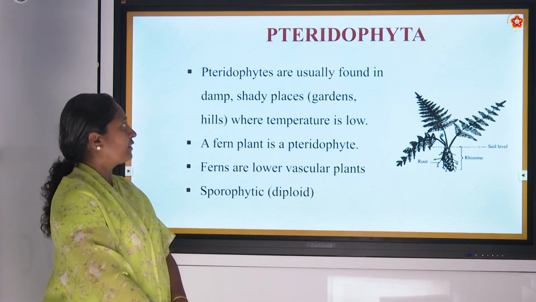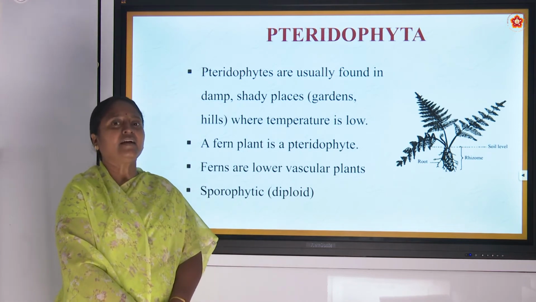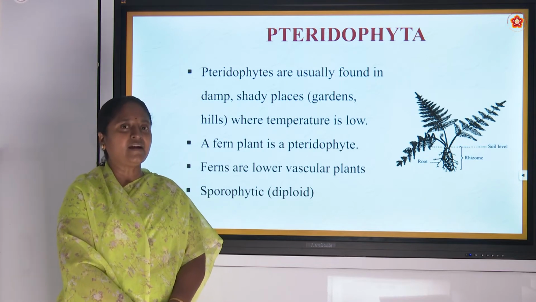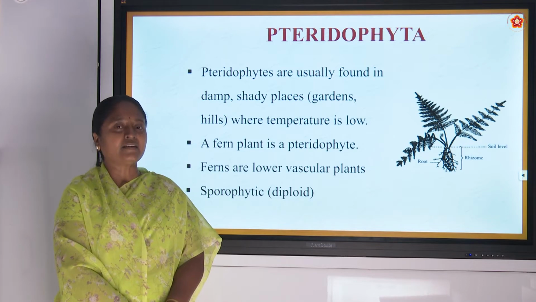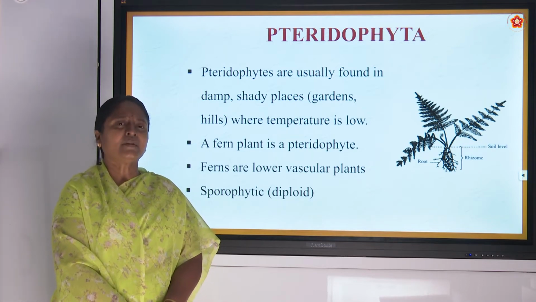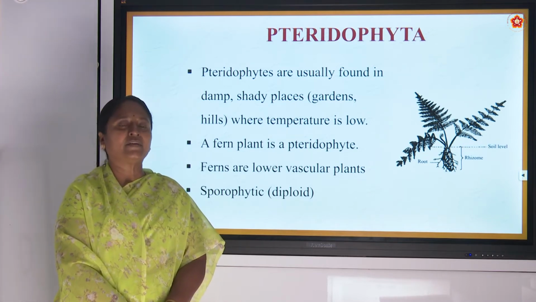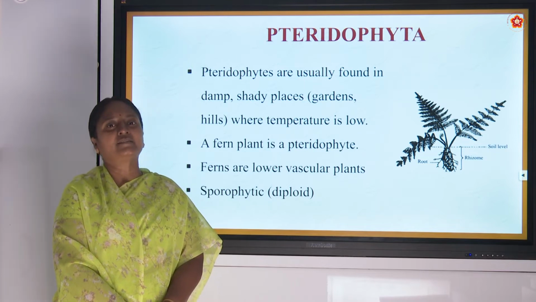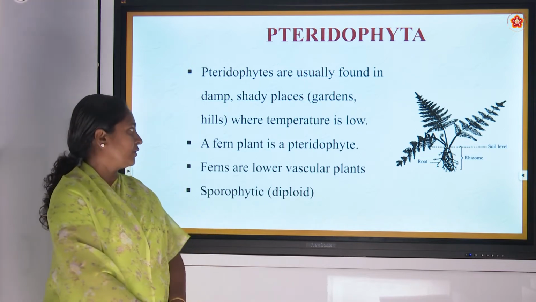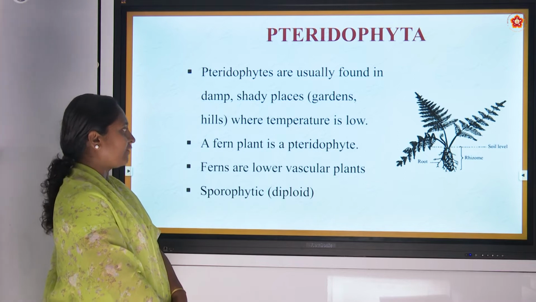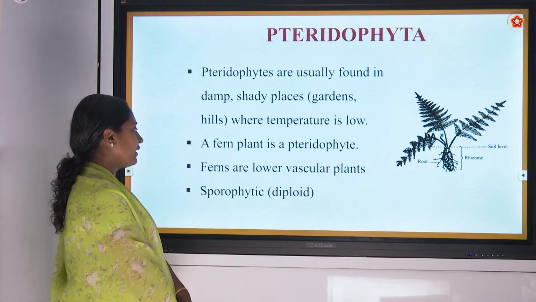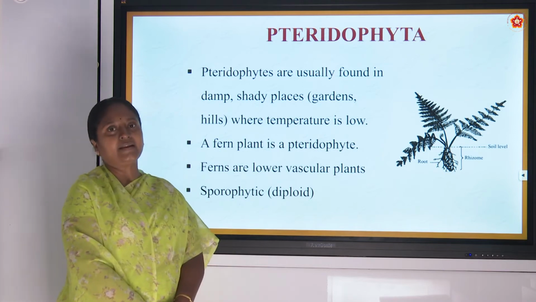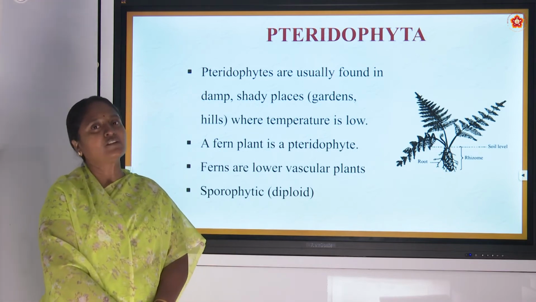These pteridophyte organisms are usually present in damp, shady areas. They are mostly grown as ornamental plants in parks, under the shade. Sometimes you can see them in the wild environment where it is very cold, growing all around. These organisms have lower vasculature, and they are all sporophytic in nature, that is, they produce spores.